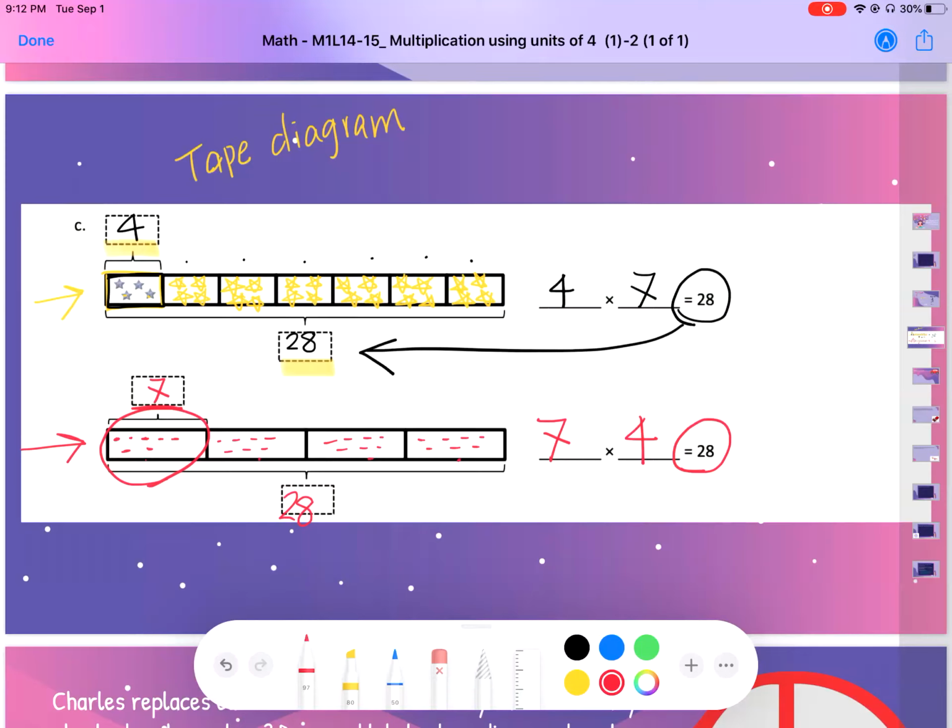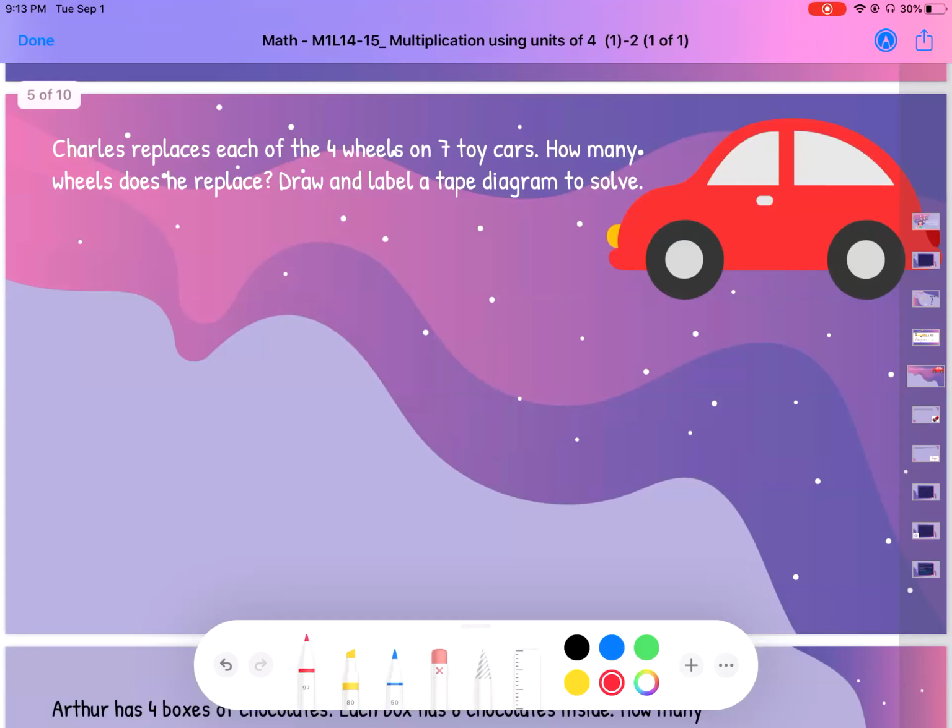So third graders, there are 2 things that I want you to remember when we are drawing a tape diagram. One, we need to put a box around it, like this. And two, we need to label 2 things. Those are the only differences that we have with an array. So let's go ahead and do some sample questions.